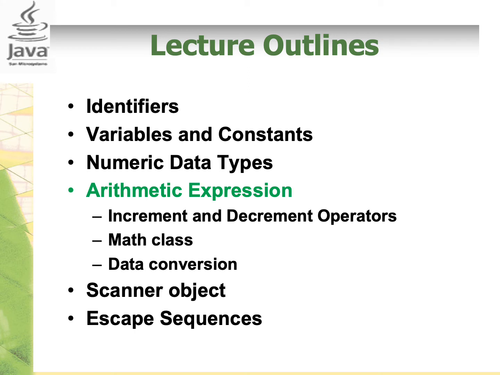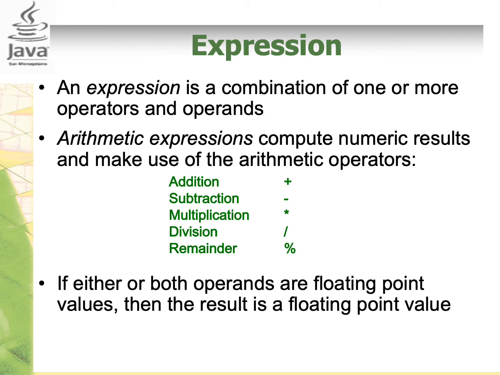In this part, we will learn about simple arithmetic expression. What is an expression? An expression is a combination of one or more operators and operands. Arithmetic expressions compute numeric results and make use of arithmetic operators. So some of the arithmetic operators that we are used to are addition using the plus sign, subtraction using the minus sign, multiplication using asterisk, division using slash, and remainder using modulus or percentage.